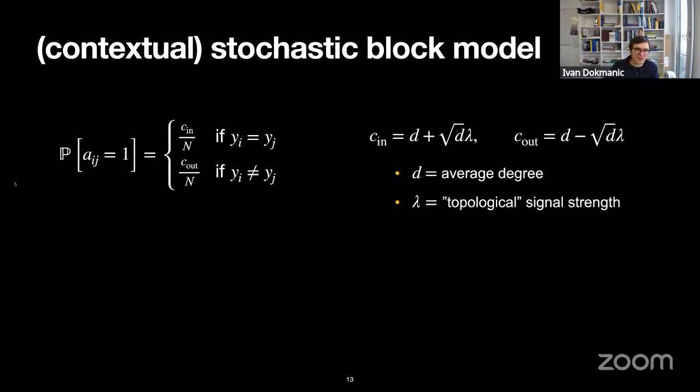Then we have a very peculiar but very useful parameterization of connection probabilities. If two vertices happen to be in the same class, then the probability of connection is proportional to some number C in, and it scales inversely proportional with the size of the graph. Otherwise, it's C out divided by the same thing. The reason to define it that way is that we can then relate it to average node degree. We parameterize C in as some average node degree D plus square root of D times some lambda, and C out similarly but minus square root of D times lambda. So let me try to explain, or interpret, this parameterization for you.